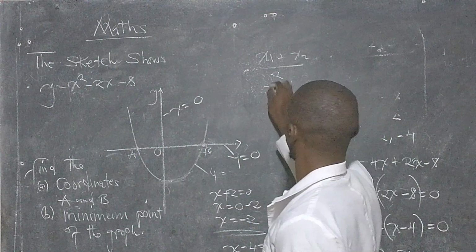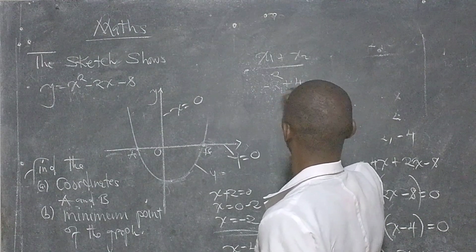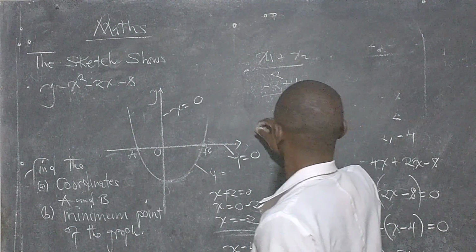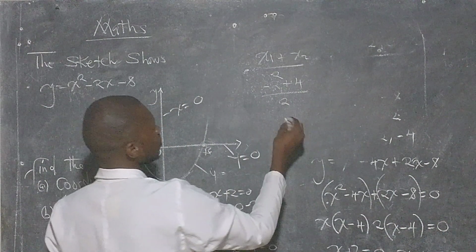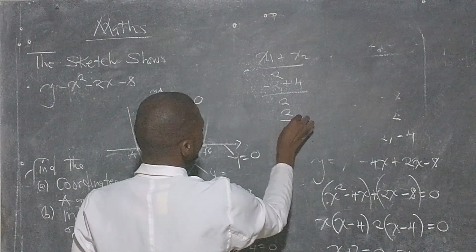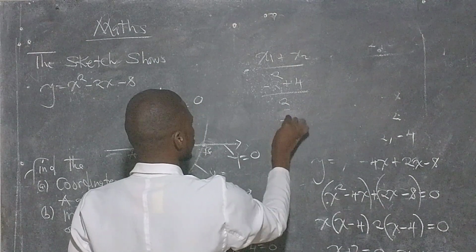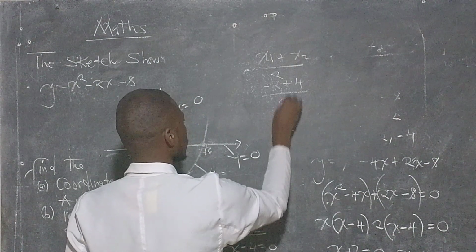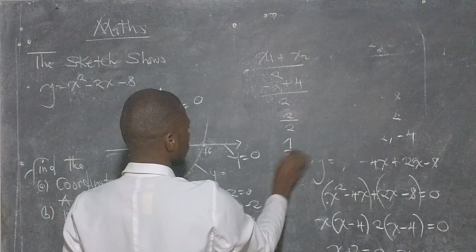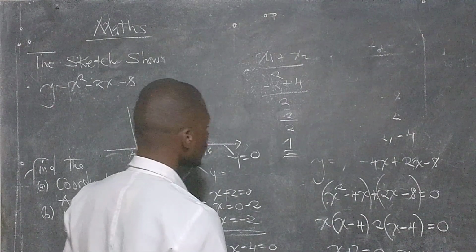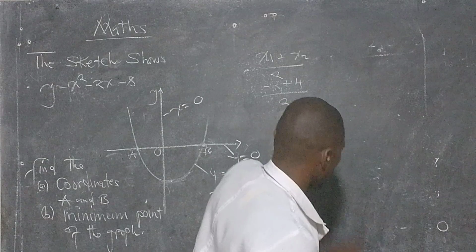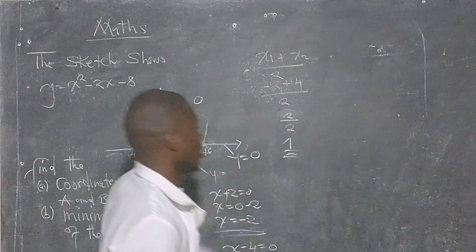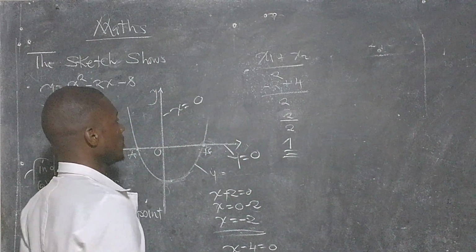So we have negative 2 plus 4 over 2. So negative 2 plus 4, we are expecting to get positive 2, over 2. And this one, we are getting 1. So this one now we have found. The process is still going.